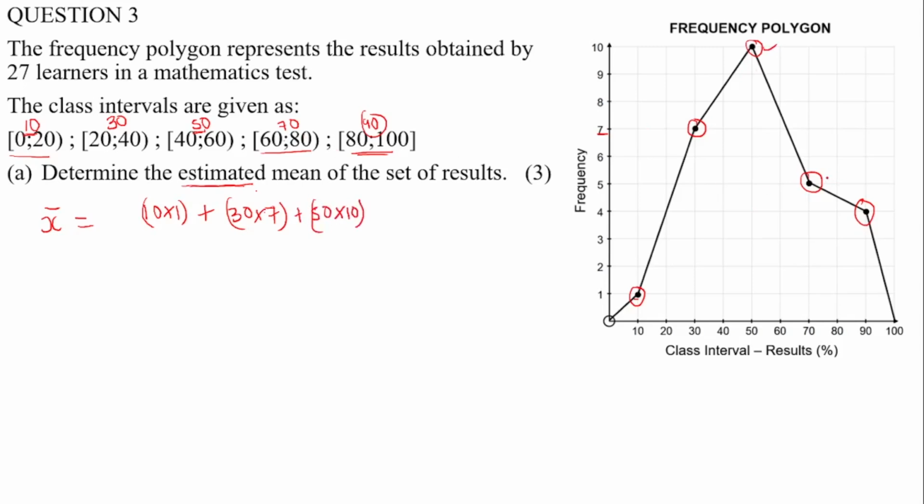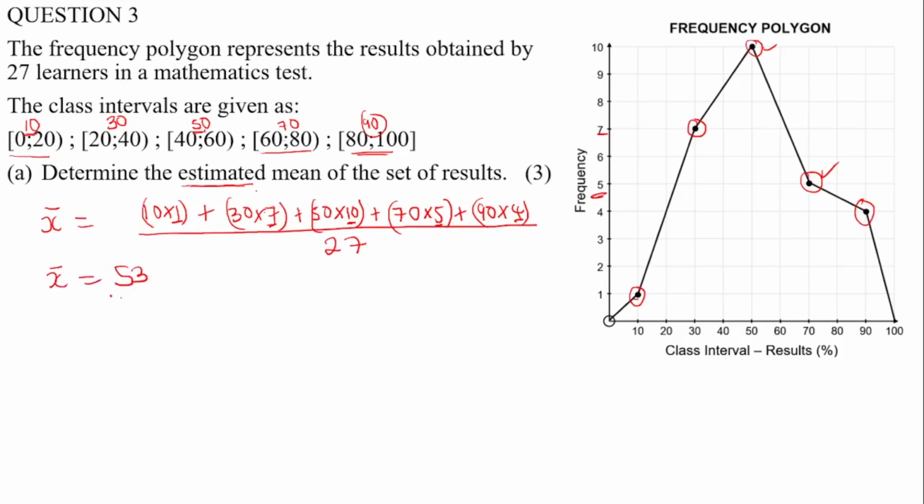Right, 70%, how many got 70%? Is going to be 70 times 5, because there are 5 of them. And then the last group will be those that we assume they got 90. And then there are how many of them? There are 4. 90 times 4, like that. So we have catered for all the 27 learners here. If you add this 1 plus 7, that's 8, plus 10, that's 18, plus 5, that is 23, plus 4, that is 27. So all the 27 learners, so we divide by 27. And then you can use your calculator here. You find that the mean is equal to 53.